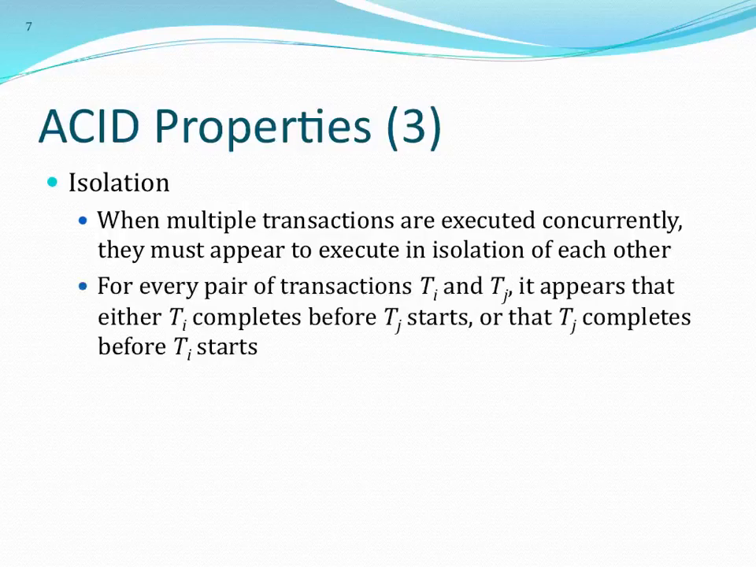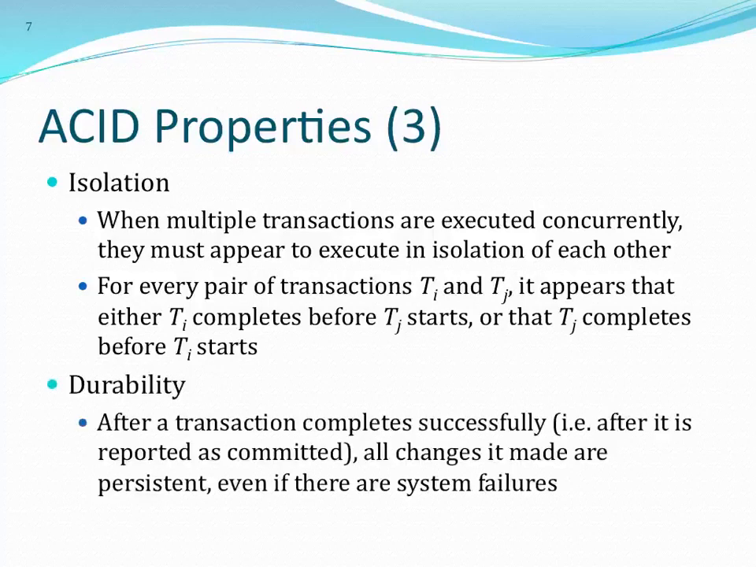So for every pair of transactions, T sub I and T sub J, get used to this notation because you'll see it a lot. It appears that either Ti completes before Tj starts, or Tj completes before Ti starts. So it should look as if there's some sequential order in which the transactions have been applied. They don't overlap in what they do.